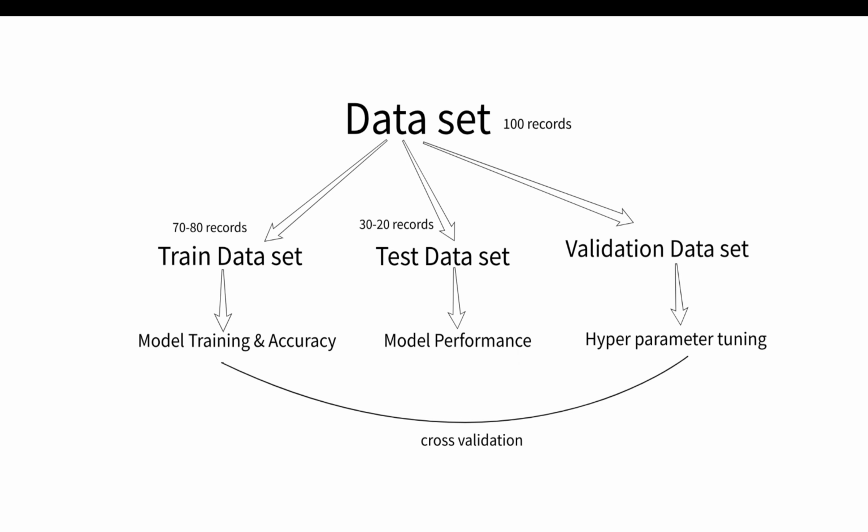Now, let's say you have 100 records. Out of those 100 records, a majority chunk, around 70 to 80%, will go to your training data set. There can be a variation in this 70 to 80%. You can keep 75%, you can keep 80%. That particular chunk of data will go to your training data set.